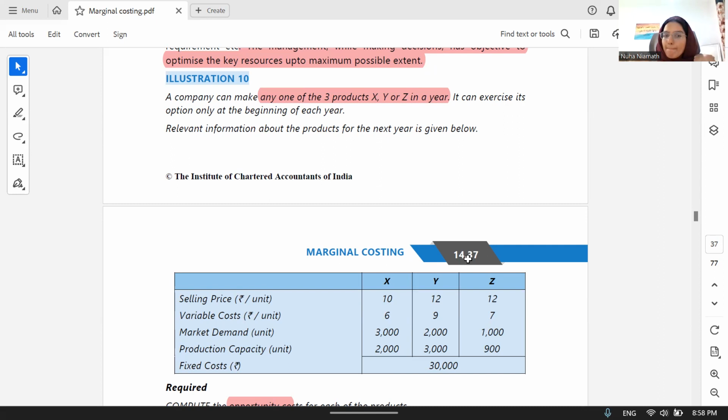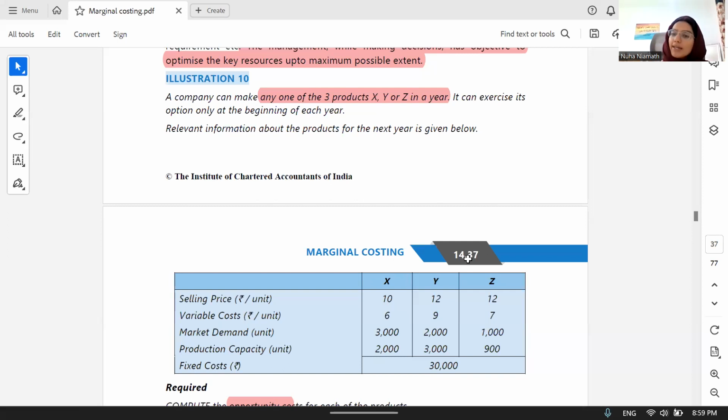Production capacity. Everybody says production capacity. Let me ask you a question. If the demand for the product is 5 units and you can produce 1000 units, will you produce 1000 units, or will you produce 5 units? That is the market demand. 5 units. So it is not market demand or production capacity. It is whichever is lower.